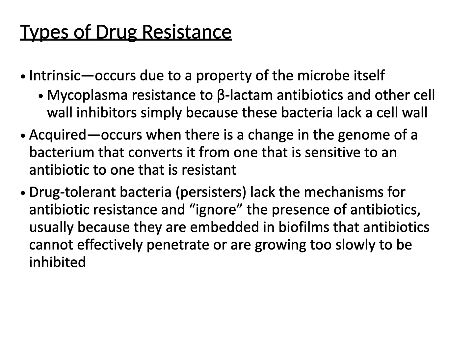All right, so lastly, I want to talk a little bit about resistance. There are a number of different ways in which drug resistance can occur, okay? So they can be intrinsic, so they occur due to the properties of the microbe itself. Mycoplasma is resistant to beta-lactam antibiotics and other cell wall inhibitors because they don't have a cell wall, right? So with intrinsic, it's really the wrong antibiotic. The mechanism of action is not going to work because they don't have that characteristic that's being targeted.